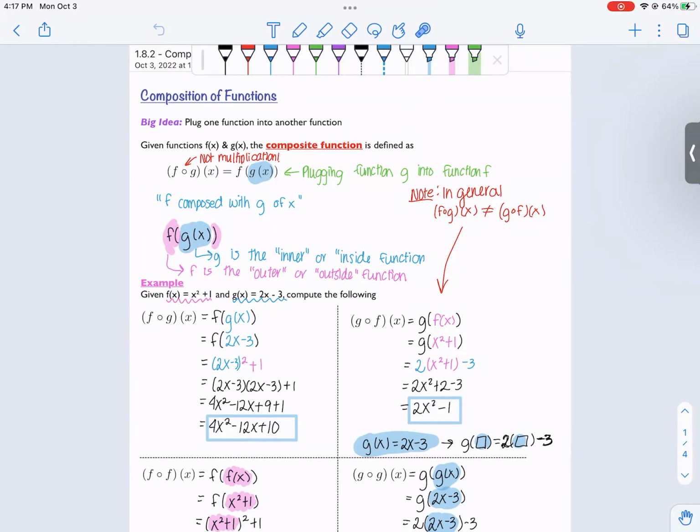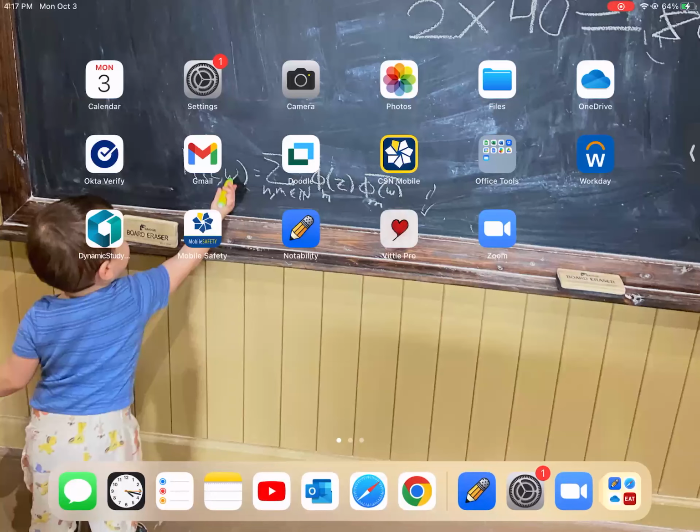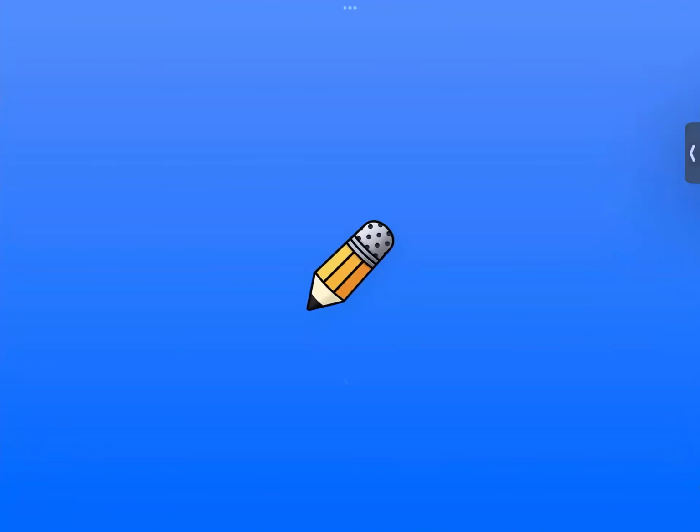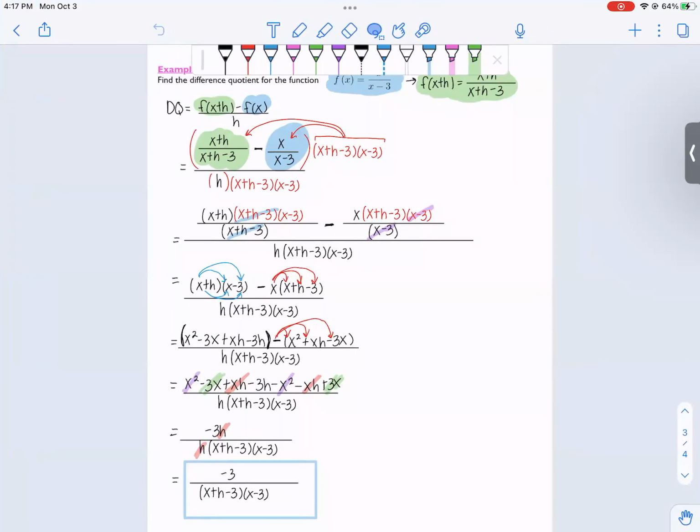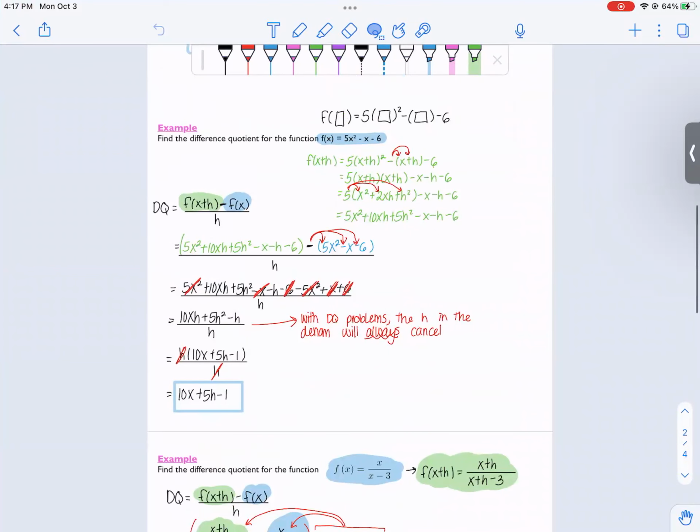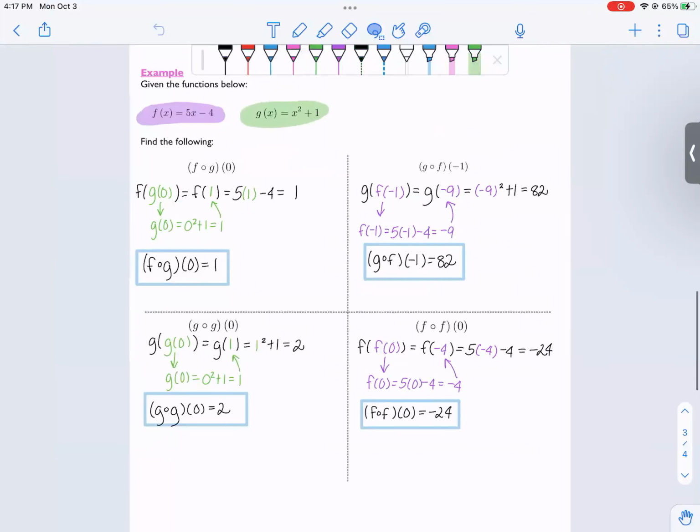Now I want you to pay close attention. Oh, well, there's my son doing math. How adorable. Give me a sec. Okay, there we go.